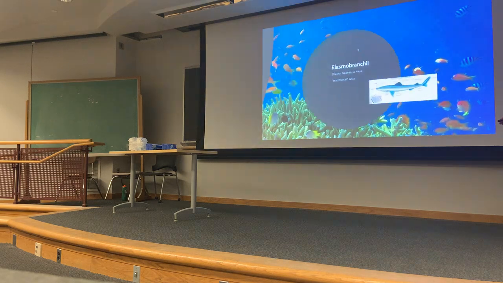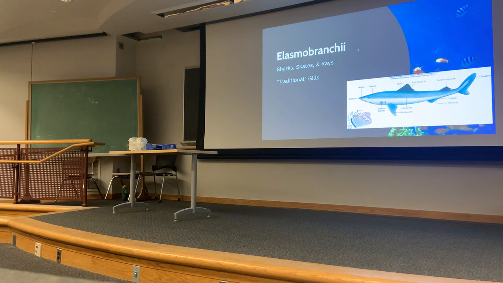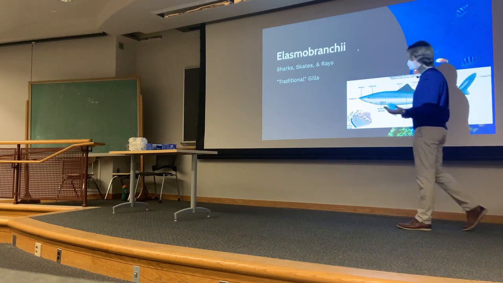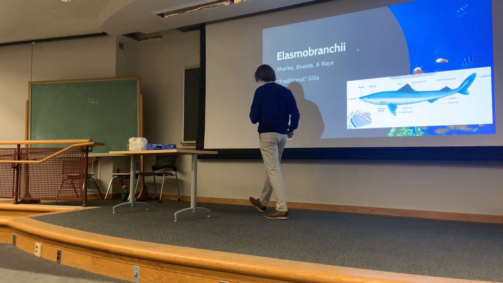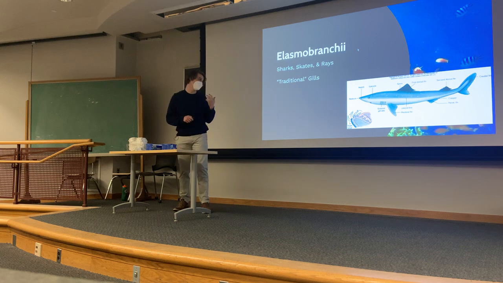And then our elasmobranchs, these are our sharks, skates, and rays. I point this out because they have traditional gills. We see these external gill slits on the slide that I think most of us envision a fish having. Although, as we'll see in osteichthyans, those gill slits are usually covered by what's called an operculum.